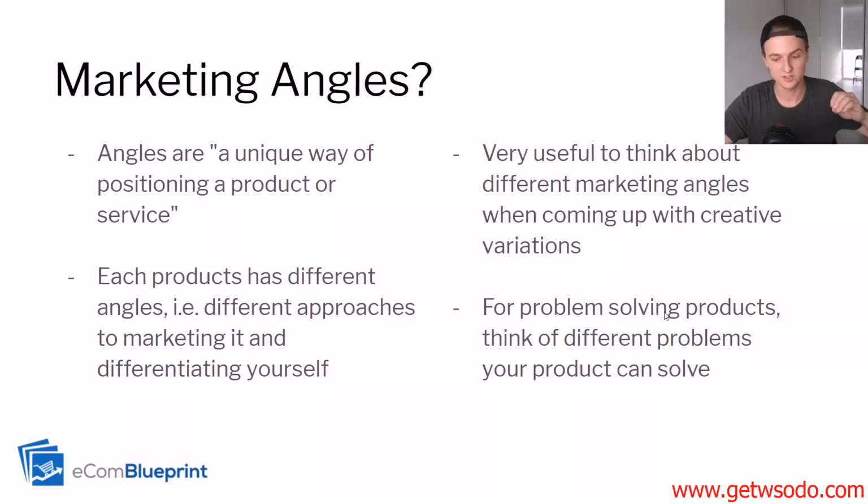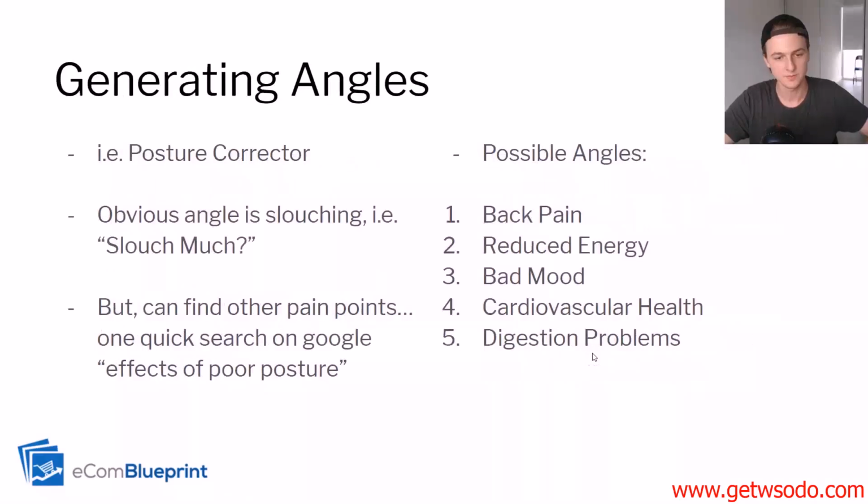For problem-solving products, an easy way to come up with angles is just to think of different pain points that your product solves, right? Different problems that your product solves. So let me give you some examples. With the posture corrector, the obvious angle is slouching, right? That's what I was using, slouch much. So I'm targeting people who have the slouching pain point.